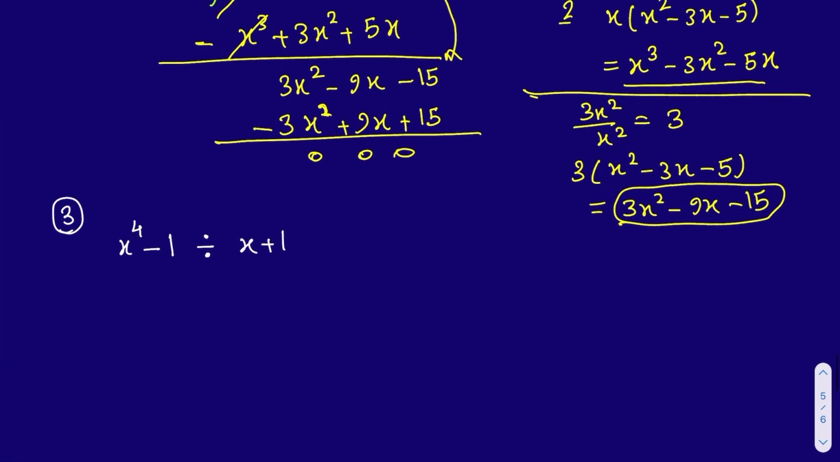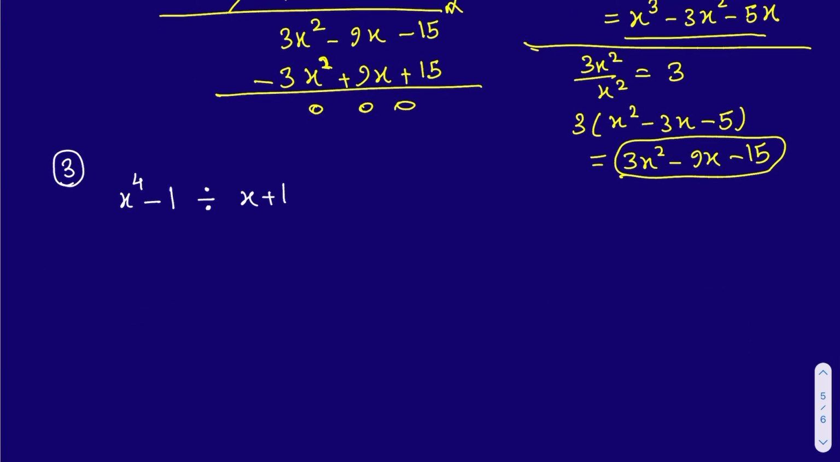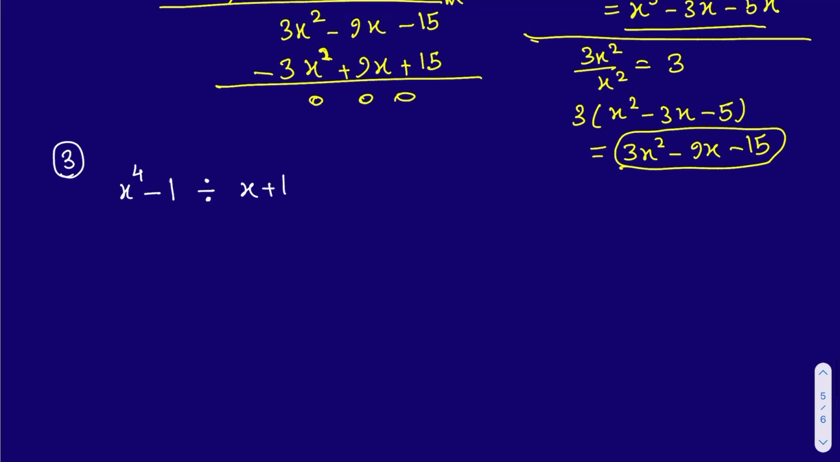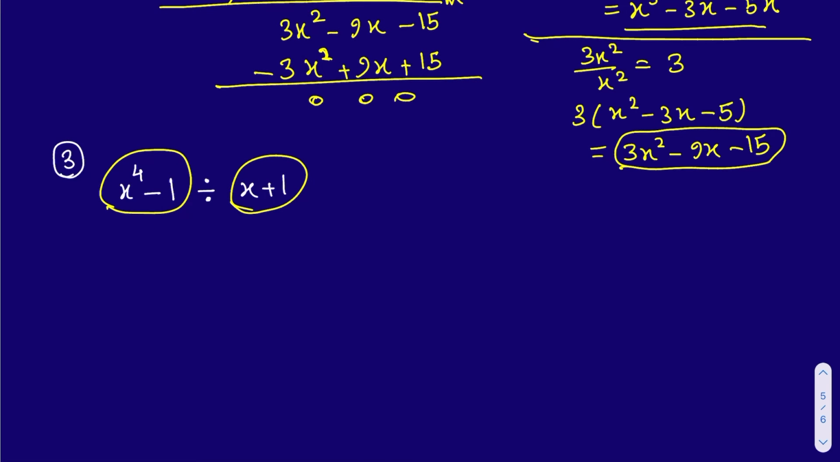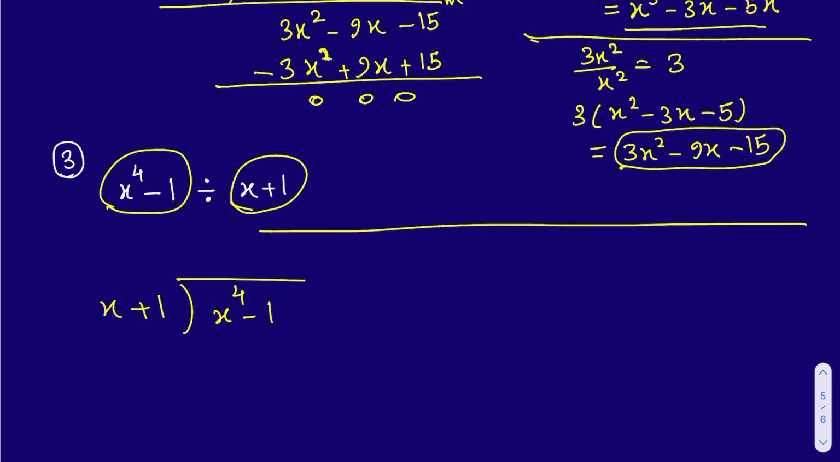Now another example. In this example, we have a polynomial of degree 4 divided by a polynomial of degree 1. So we will write it in the form that we have learned above. I will write it in this form, x to the power of 4 minus 1, divided by x plus 1. So again, I will repeat the same steps. x to the power of 4 divided by x, and the answer will be equal to x to the power of 3. So I will immediately write x to the power of 3 here.